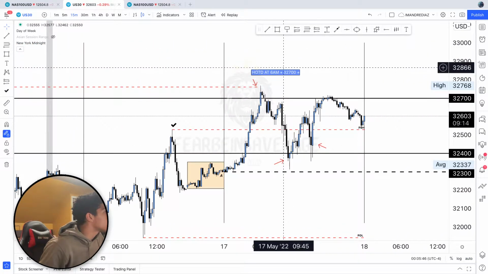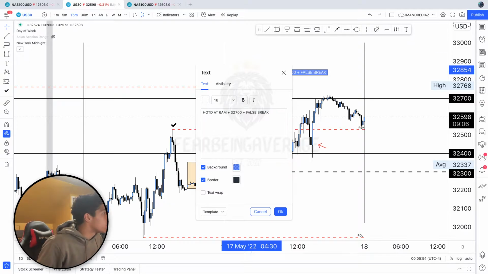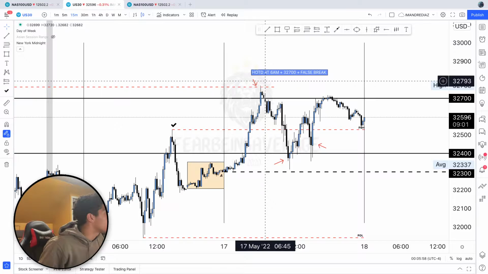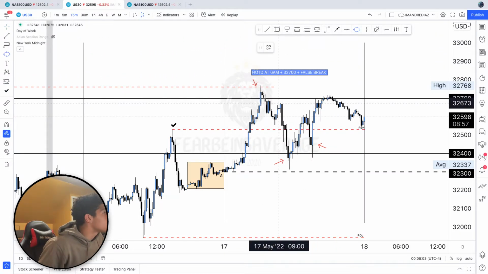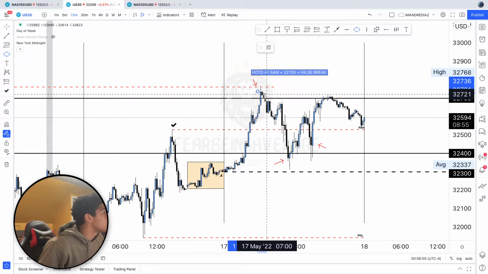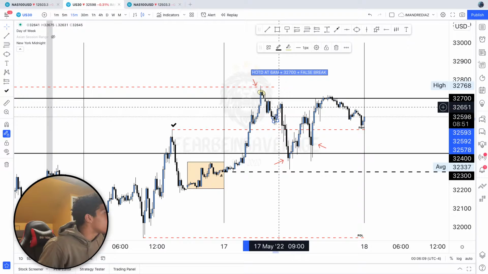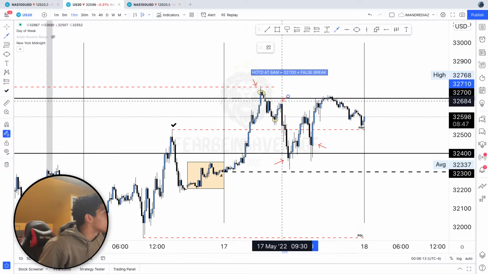So let's annotate that. So we have 32,700. Also we have false break, just meaning we ran above the high, cleared it, and immediately started trading lower. So there's going to be a few areas in price I want you guys to pay attention to. I want you to pay attention to this high right here and this low. And I also have another area I want you guys to watch out for. This area right here. This is another important key level.